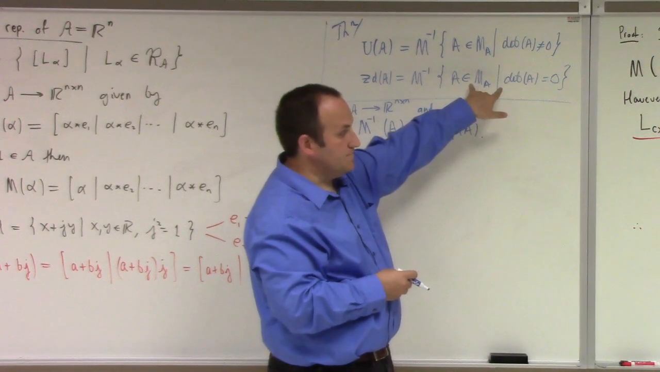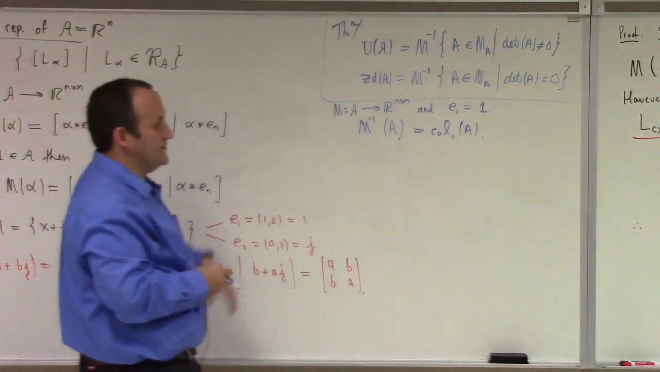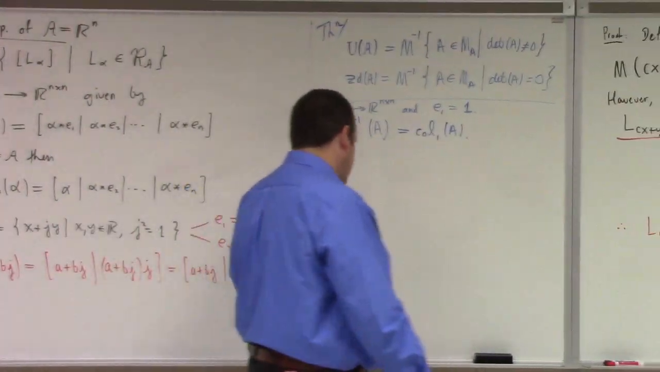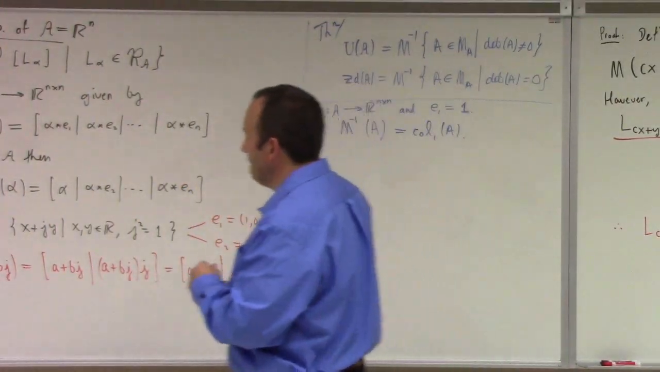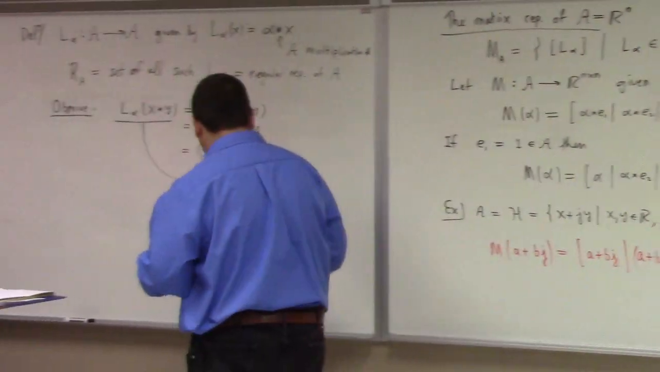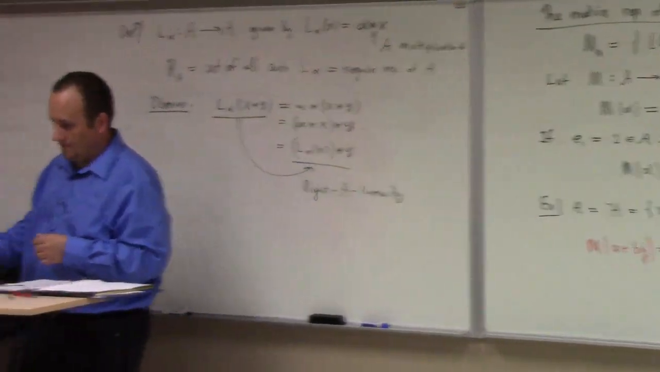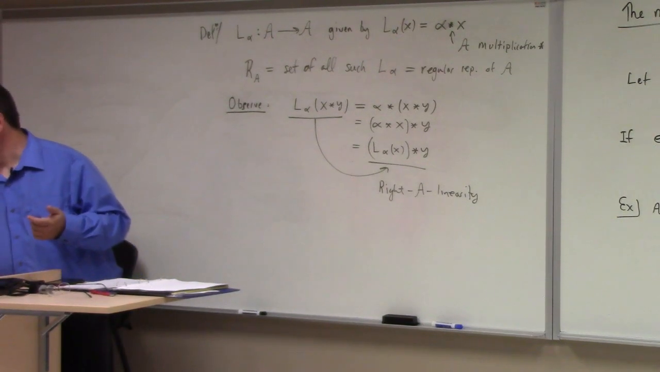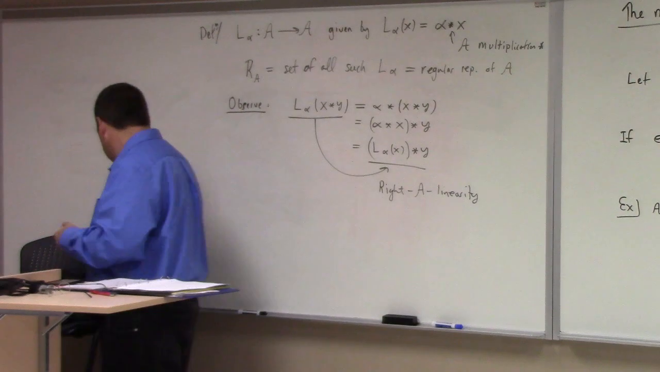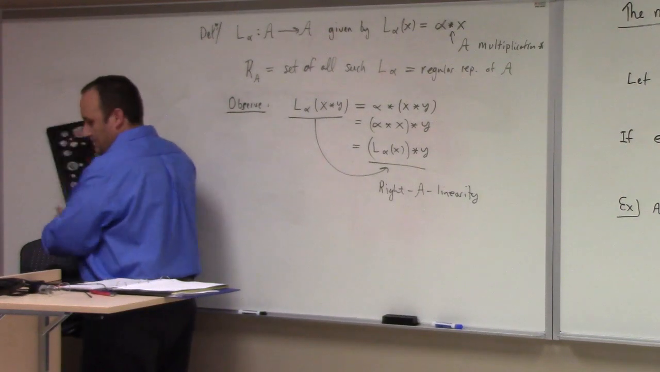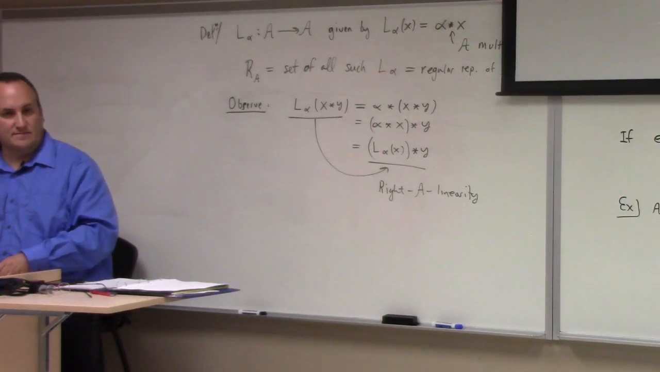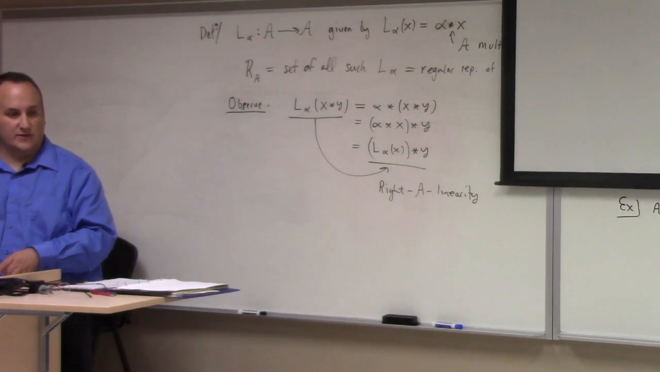Right, same story. So what are the zero divisors for the quaternions? Well, I said everything's a unit, right? Except for what? One thing that's not a unit in the quaternions.